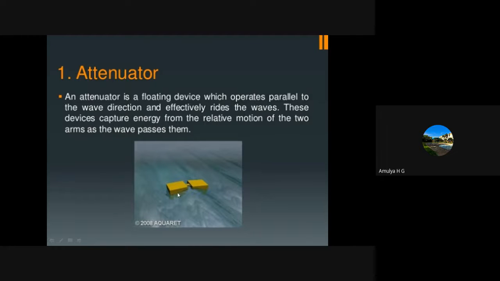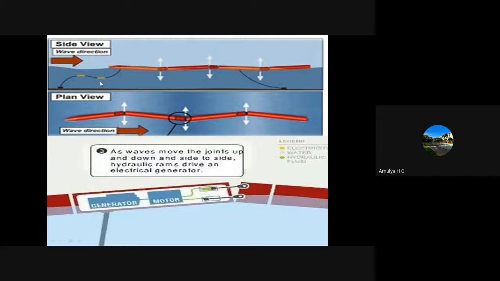In the image below you can see this is a floating device. It is freely floating over the ocean surface. According to the waves approaching the device, it will ride the waves. This device captures the wave energy from the relative motion and converts that into electricity. Now we will see what are the major parts that you can see in the attenuator or the PLMS.